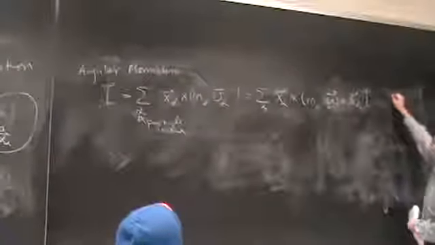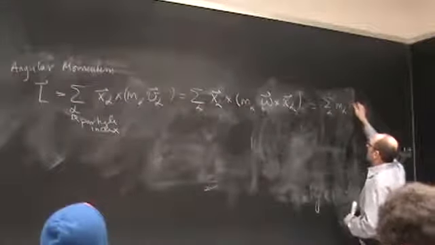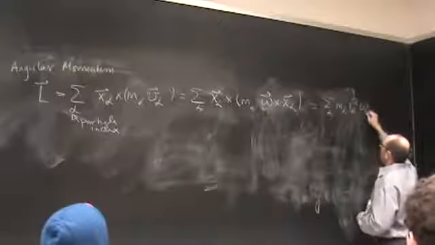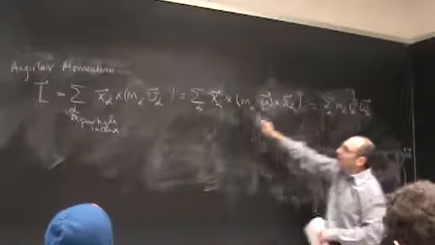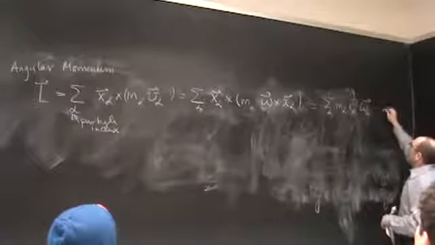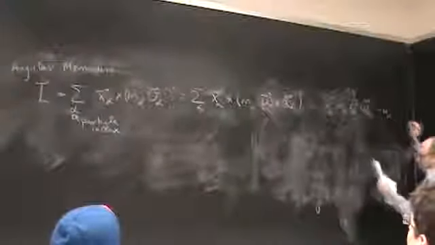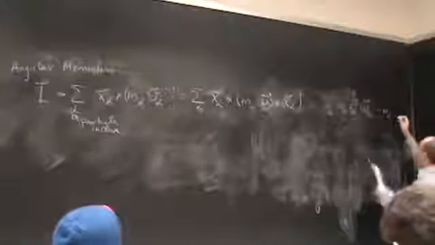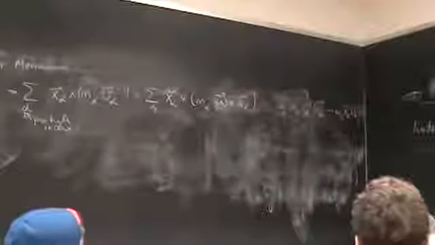So this is equal to the sum over alpha of m alpha times r alpha squared times omega. That's B, A dot C, where r alpha is the dot product between these two, minus C, A dot B. So C is x alpha. Okay, that's the triple cross product we just did.